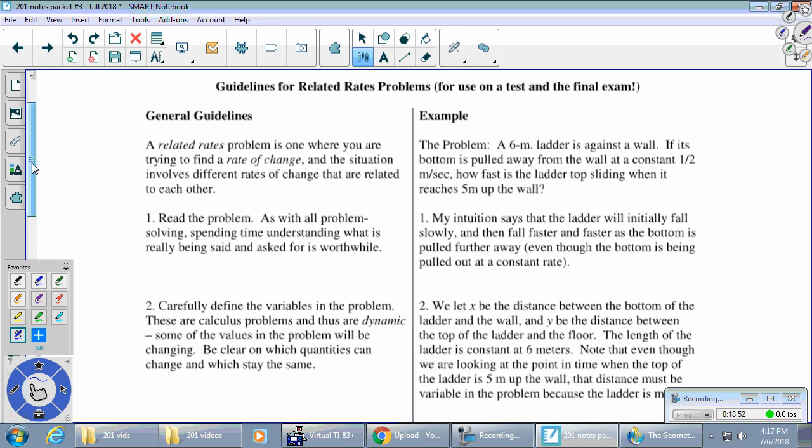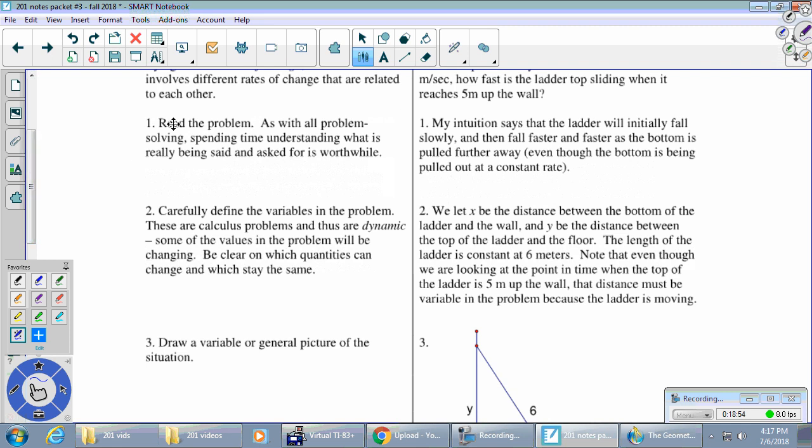And so in plain English, step 1 is to read the problem, make sure you take your time to understand exactly what the givens are. Carefully define the variables, which means that some of the values in the problem will be changing. The one mistake that's really common for students to make is to plug in the given values of the variable too early. So for example, they wanted to know in the problem we just did with the cone, how is the height changing when the height is 5 centimeters deep?